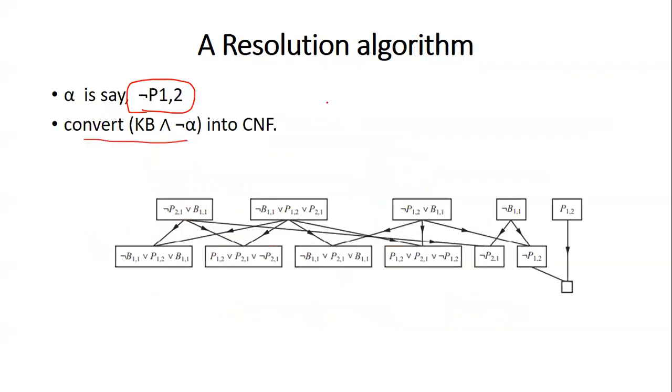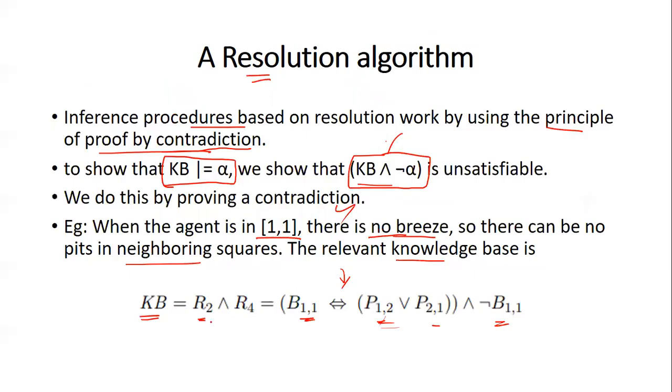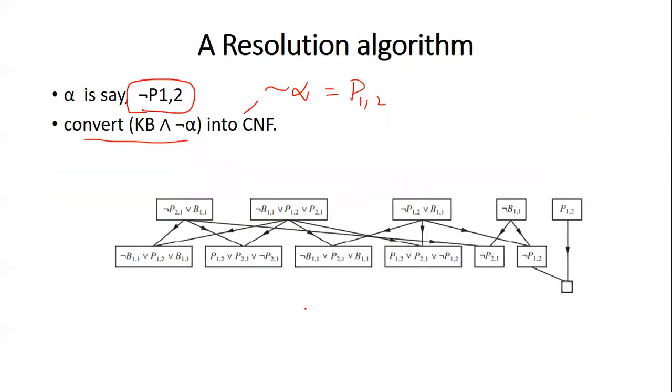So what is not alpha? Alpha is no pit in 1,2. So not alpha is pit in 1,2. There is pit in 1,2. Okay. Now what is KB? First we should convert KB to conjunctive normal form. So let me write KB here. Not alpha is what? P1,2. Okay. What is KB?